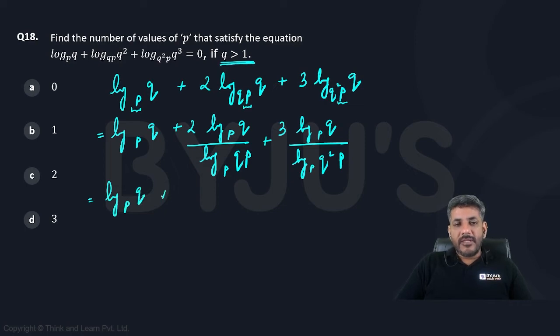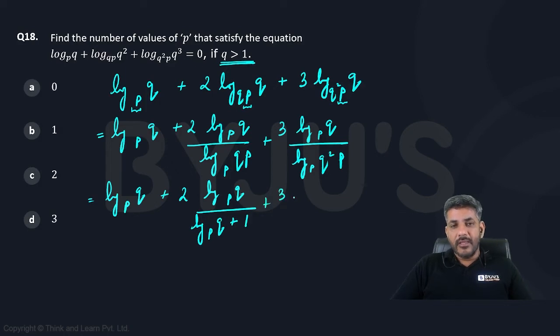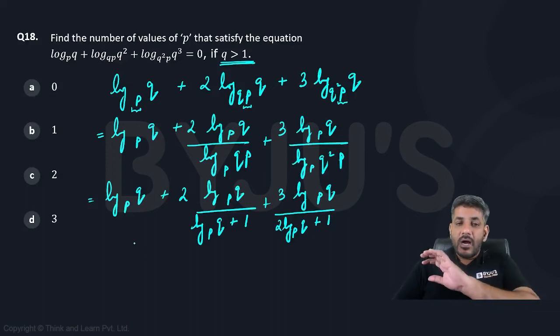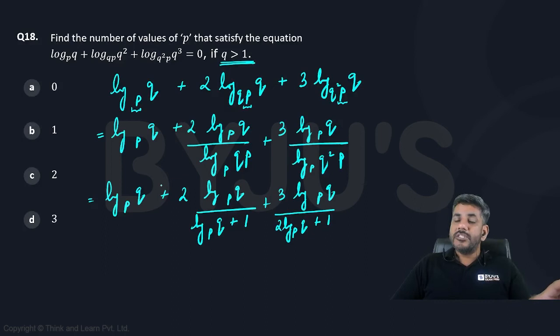So log q to the base p plus 2 log q to the base p. In the denominator I have log mn. Log mn is log m plus log n. So that is log q to the base p plus log p to the base p, which is 1, plus 3 log q to the base p. In the denominator I have log q square p, which can be written as 2 log q to the base p plus log p to the base p, which is again equal to 1. Now I just have log q to the base p everywhere.